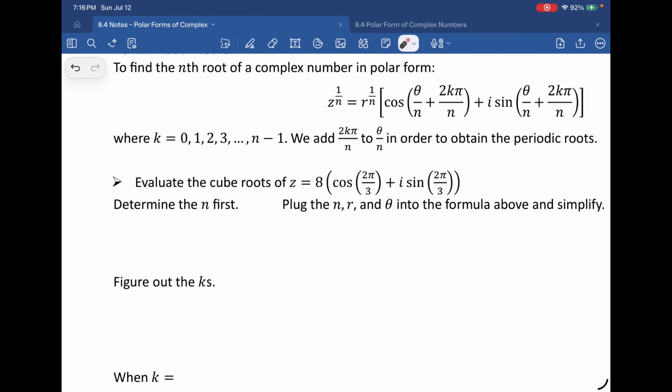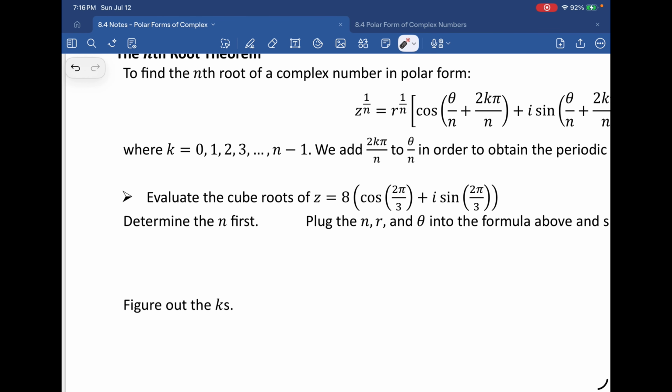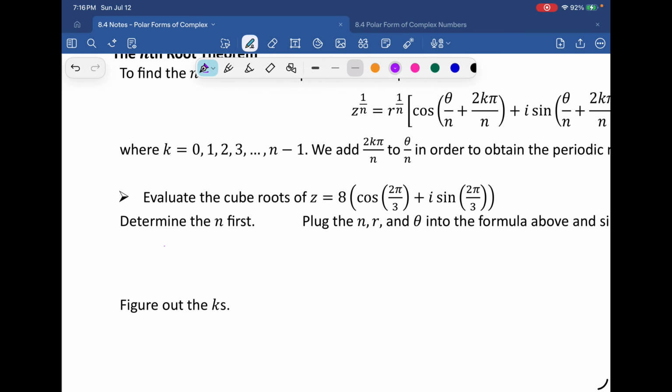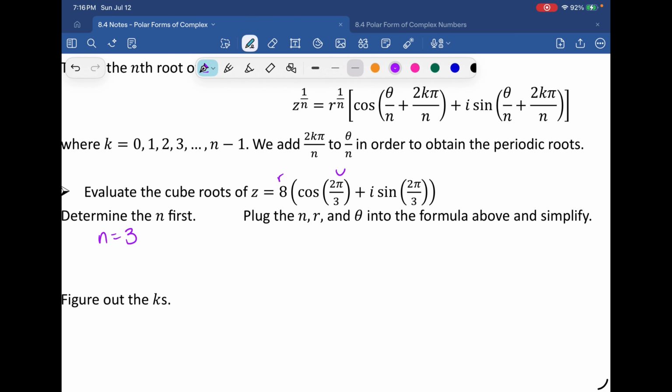So we've got a problem here, and I try to break it up into pieces. This is what we determine first. Then we figure out the k's, plug them in, and then we work them out. All right, so we determine the n first. It says find the roots. So n is 3. We have radius and theta. So I'm going to plug them into this formula here first.